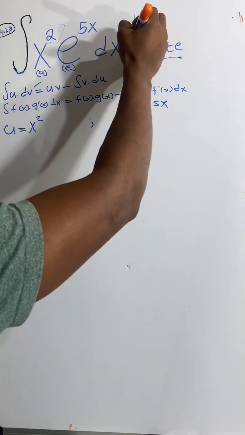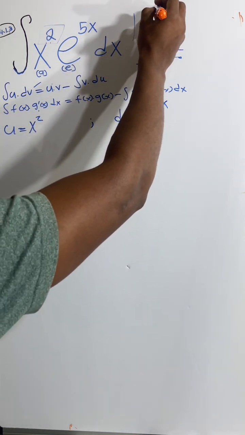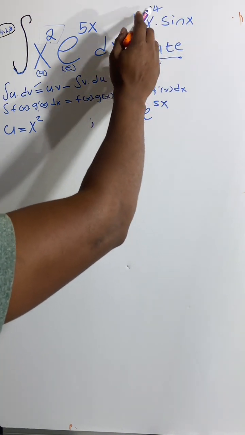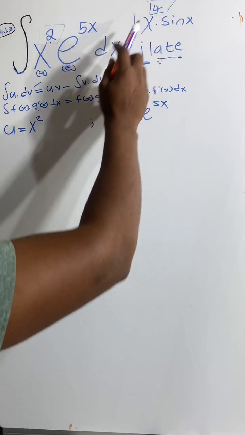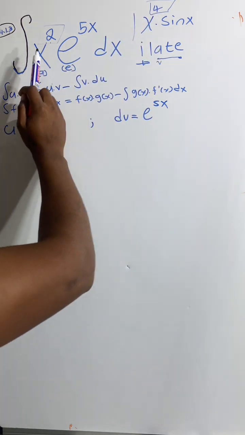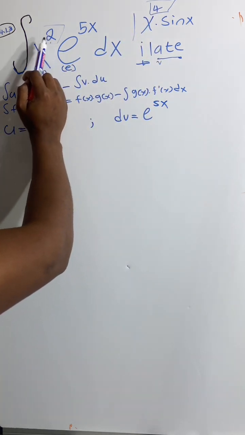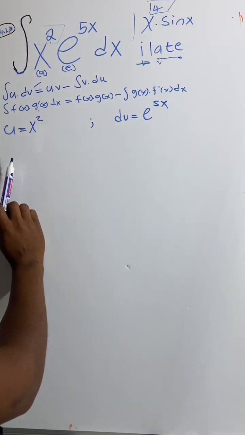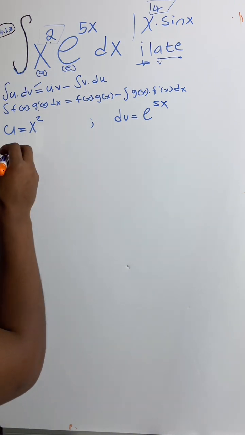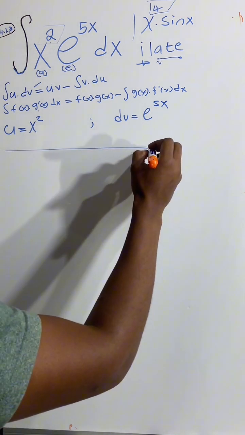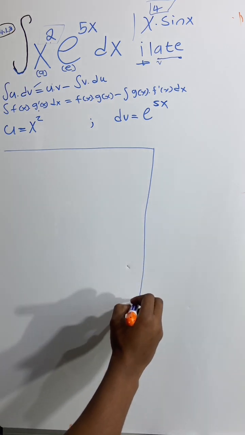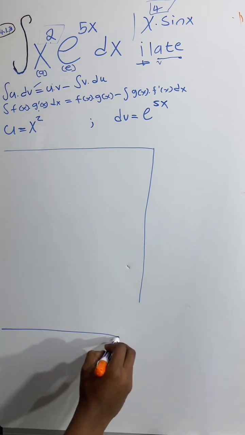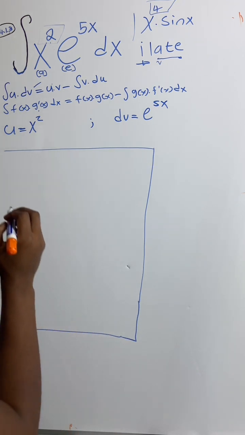If we have x to the power 4 multiplied by sine x or cos x, we are going to use integration by parts 4 times because of that x to the power 4. And now because of this squared that is on top of this x, we have to use integration by parts twice. So instead of using the traditional integration method that we know, where we have to use integration by parts twice, let's use the tabulated integration by parts method.